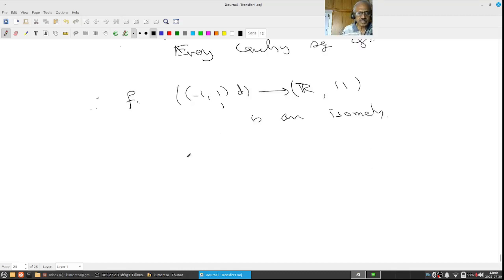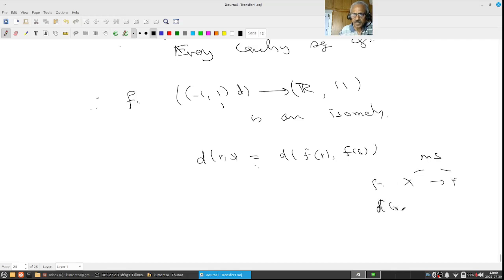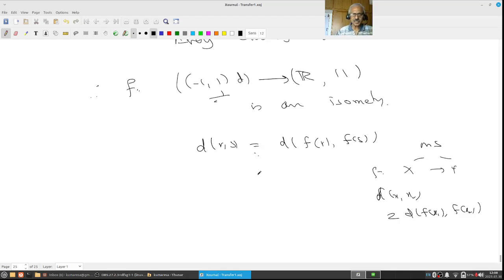What does isometry mean? The distance between r and s is the same as the distance between f of r and f of s. But that is how we defined it. You understand that? For metric spaces X to Y, f is an isometry if the distance between x1 and x2 must be equal to the distance between f of x1 and f of x2. The way I defined the metric on this is by using this, therefore by definition it is an isometry.